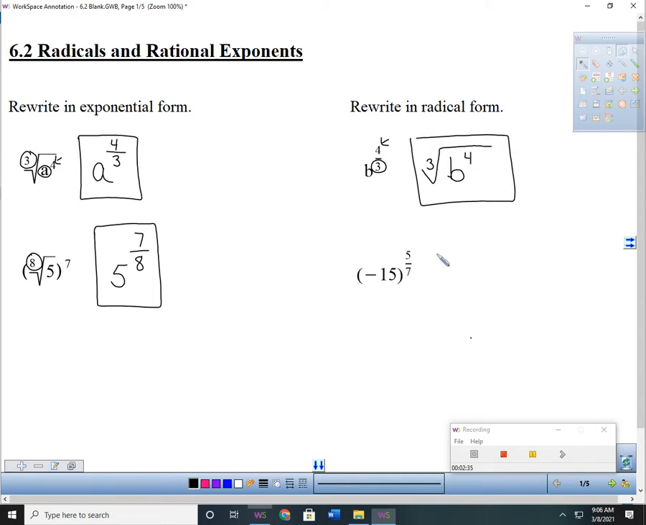Same thing here. The root number is the 7. Roots are in the bottom. And put that in the little crook. You've got your base, which is the negative 15. And we're going to make sure that we keep that in parentheses because it's negative. And then we'll raise that to the 5th power.